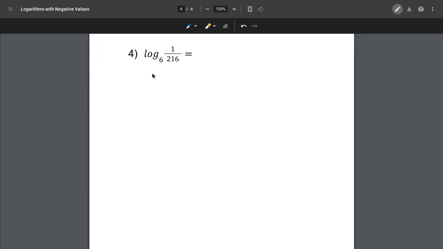All right, last one here. We want to think, how many 6s do I multiply together to get 216? So 6 times 6 is 36. Times 6 again is 216. So I have 3 sixes. Again, this is 1 over 216, so instead of 3 for my solution, I'm going to put negative 3.